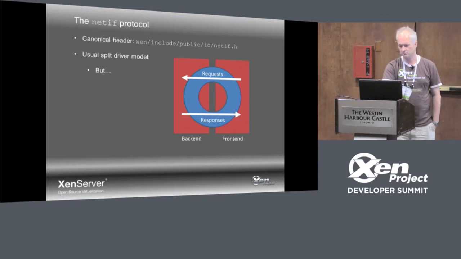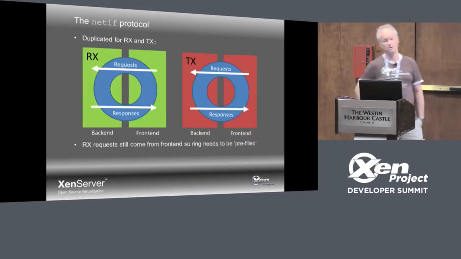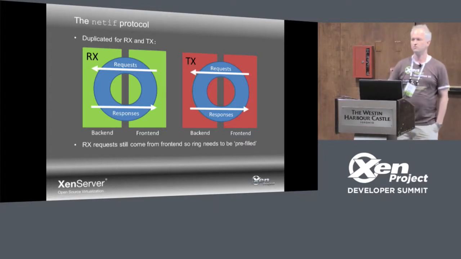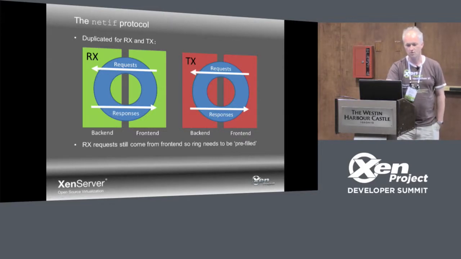The protocol is like most other PV protocols in Xen. It's a shared ring, requests coming from the front end, responses coming from the back end, pointers chasing each other around the shared page. But obviously, RX and TX in a network environment not being balanced, you can't just do single request response. You need separate rings for transmit and receive. Now, one thing to be aware of in the receive ring is that the requests still come from the front end. So it's not like a packet comes into the back end and the back end issues a request. No, you have to pre-fill the ring with the requests from the front end, and they get completed as responses when packets arrive in the back end. So you have to stump up some memory up front to fill that RX ring.